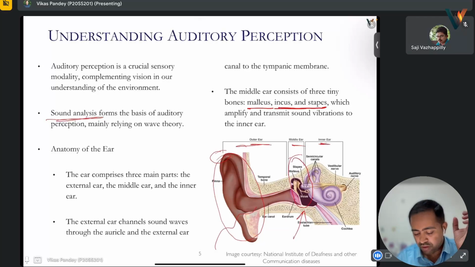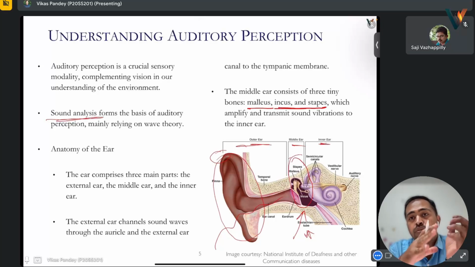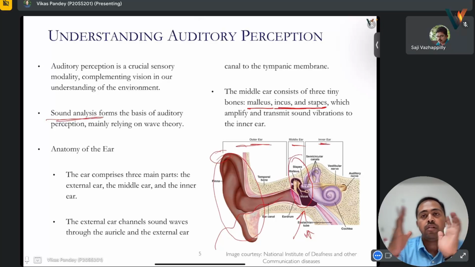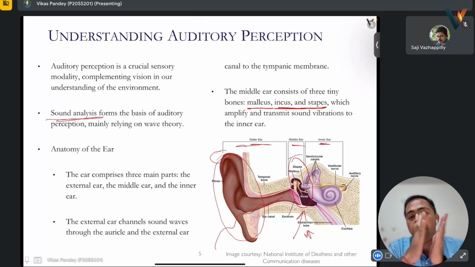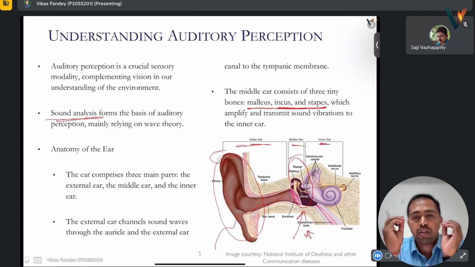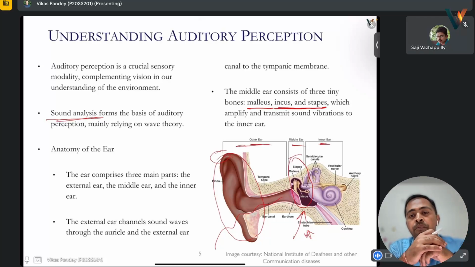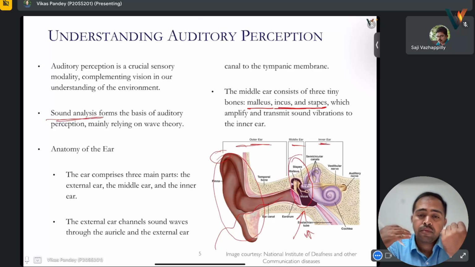The sound wave to a signal form, we can say a vibration form. The movement of this eardrum again moves the malleus, incus, and stapes. Stapes is, as I said, the smallest bone in our body. Okay, so they amplify. That means whatever we are hearing, it will increase it, and then it will transmit to the inner ear.